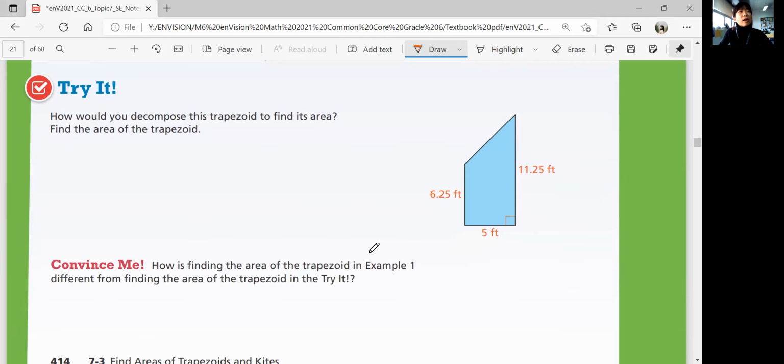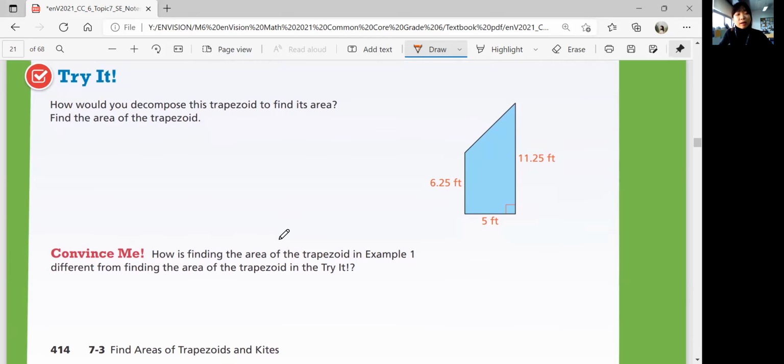So let's look at Try It number 1. How would you decompose this trapezoid to find its area? Decompose by yourself with familiar figures and see if you can find the area by yourself. Come back when you're ready.